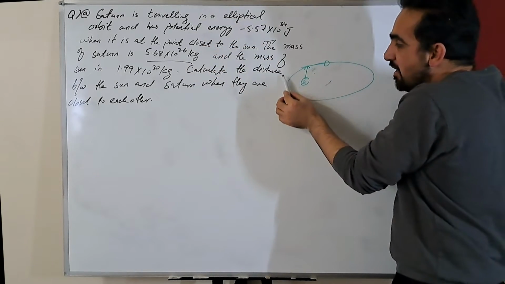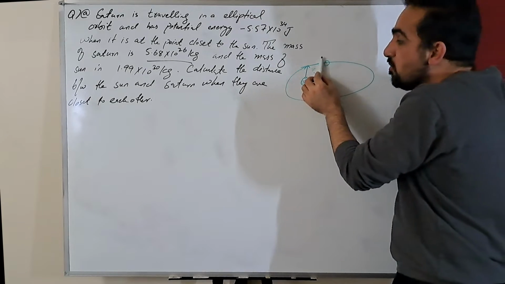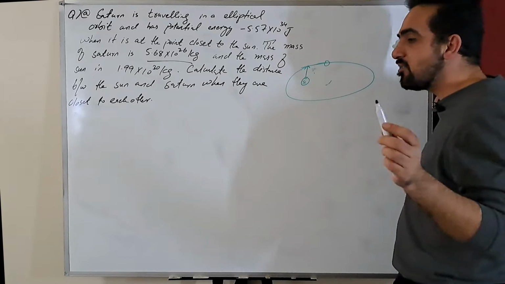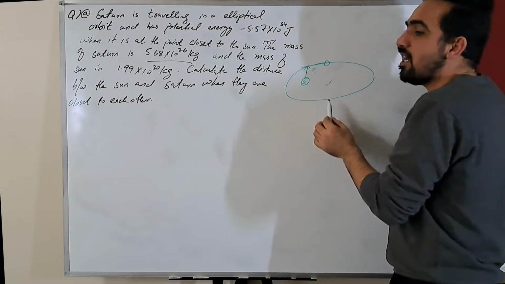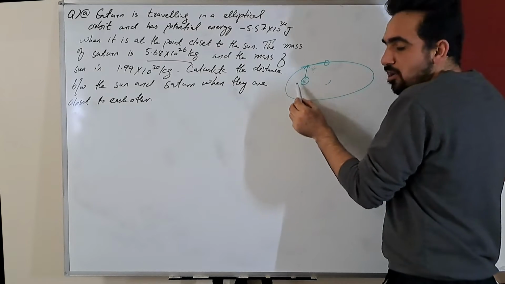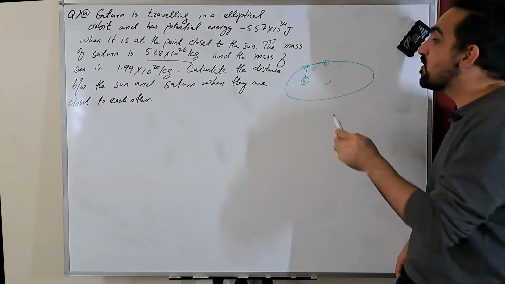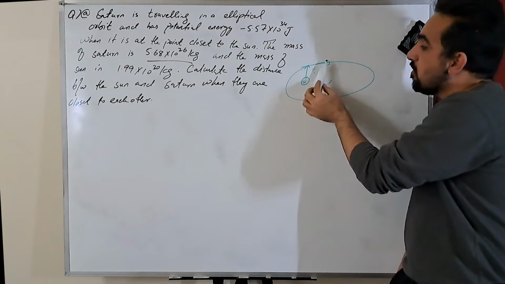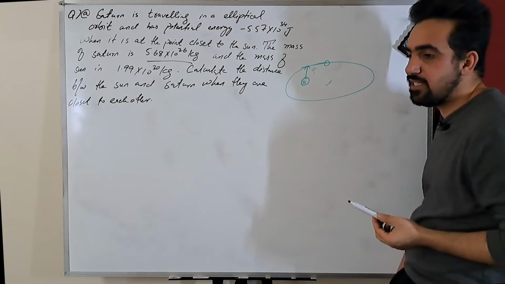When a planet is very close to the sun, it's moving really fast, or any planet to any of its star in the universe. When it's close to its star, or any satellite to its planet, close to its orbiting object, it moves fast. And when it's far away, it moves slow. So it covers equal area in equal time.